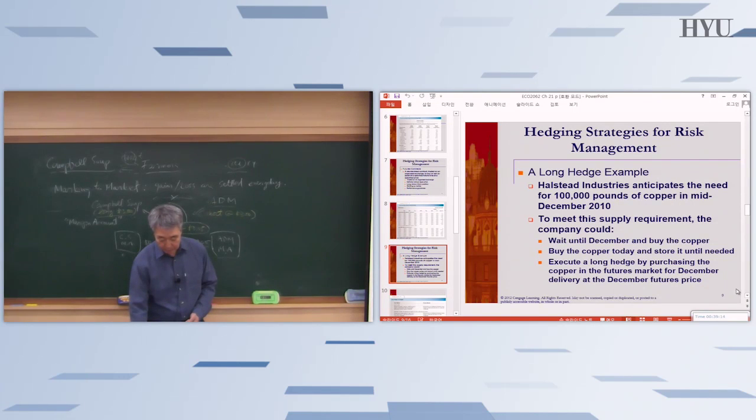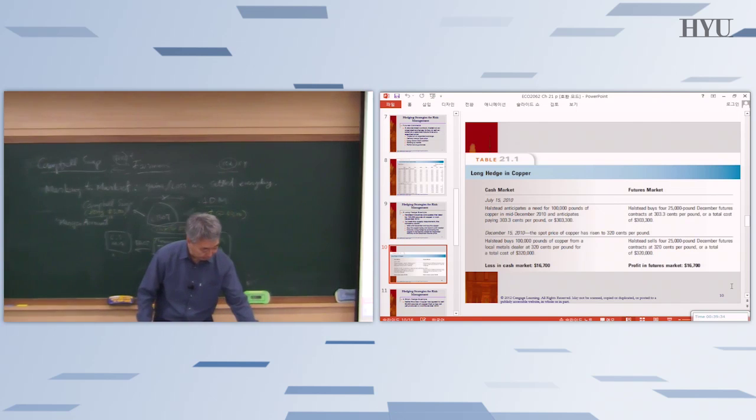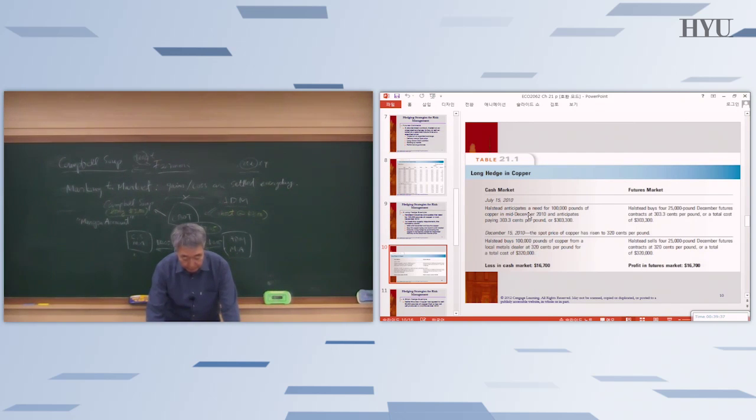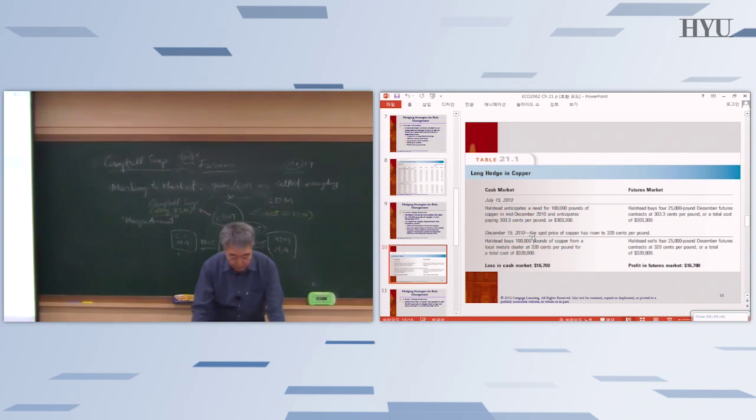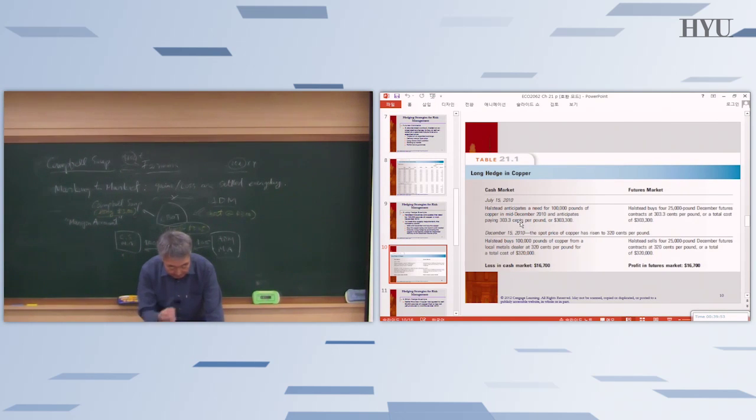The last possibility is to execute a long hedge by purchasing the copper in the futures market for December delivery at the December futures price. Well, here's an example. On the left side, we have the cash market trade. In other words, if you just do the cash trade without getting into hedging, you can do this. The idea is today's expected price for December is 303.3 cents.